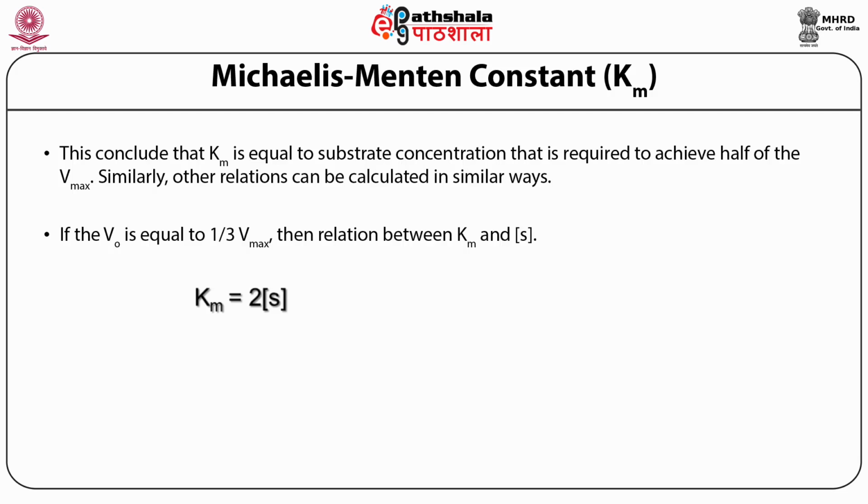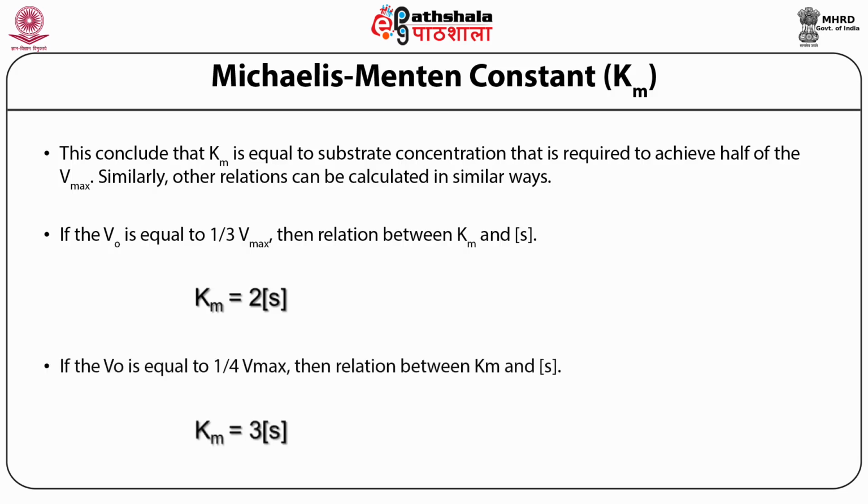Similarly, another calculation can be done where we put V0 equal to 1/4 of the Vmax. Then the relation between Km and substrate concentration will be Km equals triple the substrate concentration. So in this case, you can say that Km is triple the substrate concentration which is required to achieve 1/4 of the Vmax.